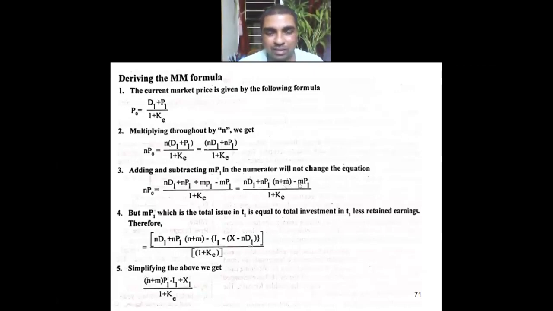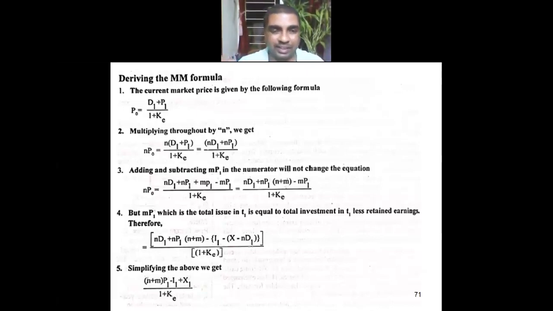This NP1, NP1 multiplied into N plus M, I'm saying that this should only be P1 into N plus M. Yes, right. So that should be P1. If you are taking P1 as common, then there are two other things added in that particular equation.